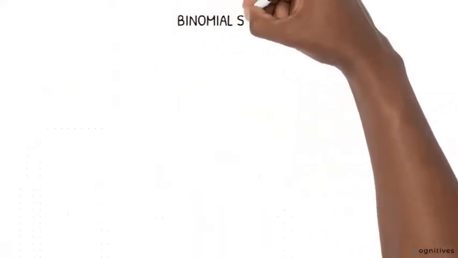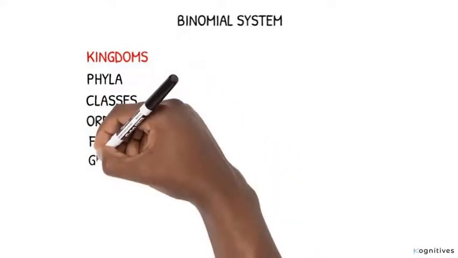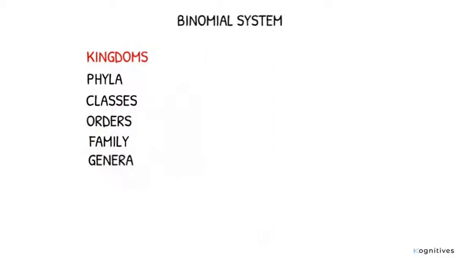In the binomial system of naming organisms, living organisms are first of all divided into kingdoms. Within each kingdom, the organisms are classified into different phyla or divisions in plants. Each phylum, singular now, comprises classes which are made up of orders. Within each order, there is a family which in turn contains several genera, and each genus usually has several species.